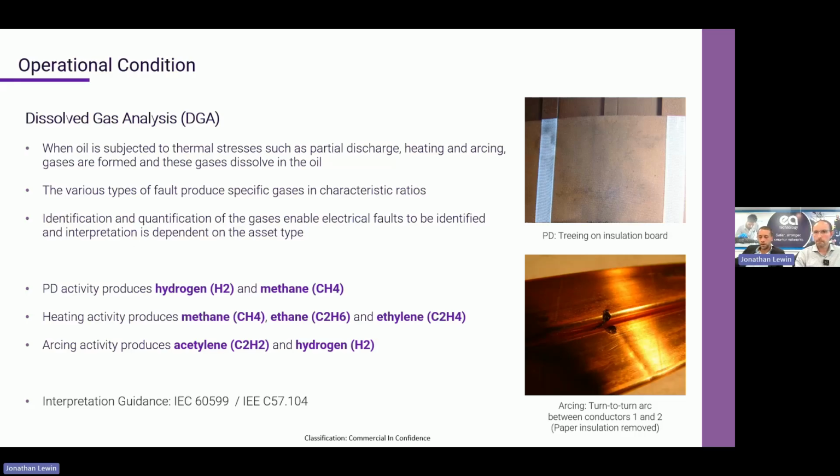So typically, at lower energy, lower temperatures, you get hydrogen produced. That's characteristic of partial discharge, along with low levels of methane. Your heating gases are methane, ethane, and ethylene, as your temperature increases. And then when it comes to arcing, you're looking at acetylene being generated along with low levels of hydrogen. The interpretation guidance for dissolved gas analysis is predominantly IEC 60599, as well as the IEEE standard, where there's no history to review.